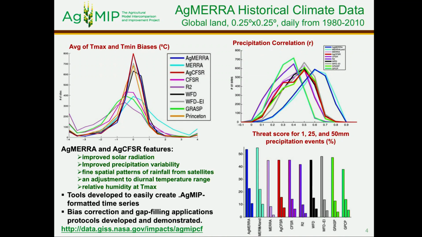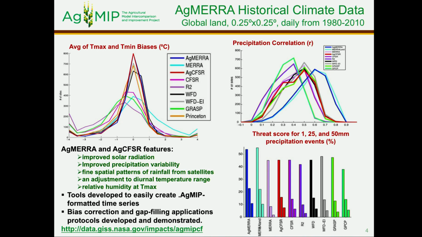The product that we've been working on mostly in AgMIP is something called AgMERRA, which is based on the NASA Modern Era Retrospective Analysis for Research and Applications. It's a product that basically takes all the observations it can get its hands on and merges them using atmospheric physics and other pieces of information. Now, a lot of information on here.